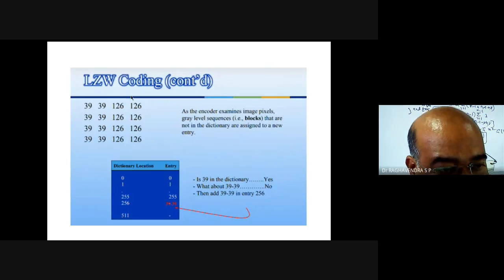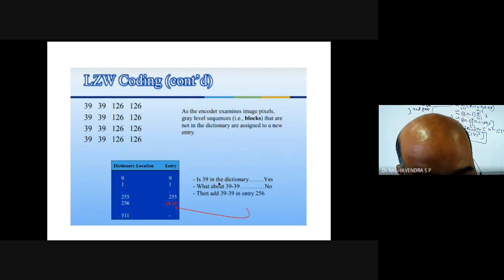If any new value comes, we are going to assign a new value for this. For example, consider 39 in the dictionary. Whether 39 is there in the image. 39 is there in the image, so it is there in the dictionary. Okay, 39 is already there, so it is not added.